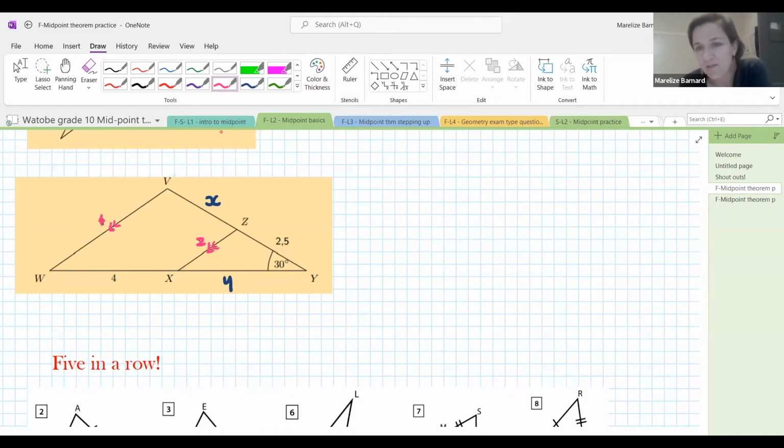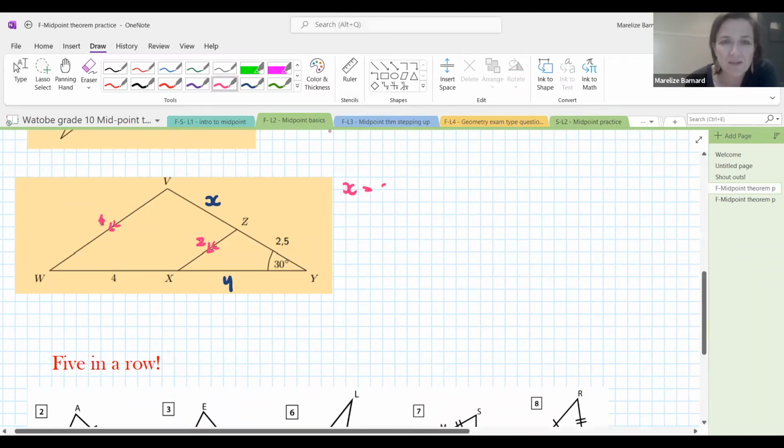X is 2.5 and y is 4 because of line through midpoint parallel to second side. Well done, Melly. That is excellent, everyone. So you see what the difference is? When we are given the midpoints, we use the midpoint theorem, and when we are given the side that's parallel, then we use that reason, line through midpoint parallel to second side. So that little gold star is for Melly. Well done.